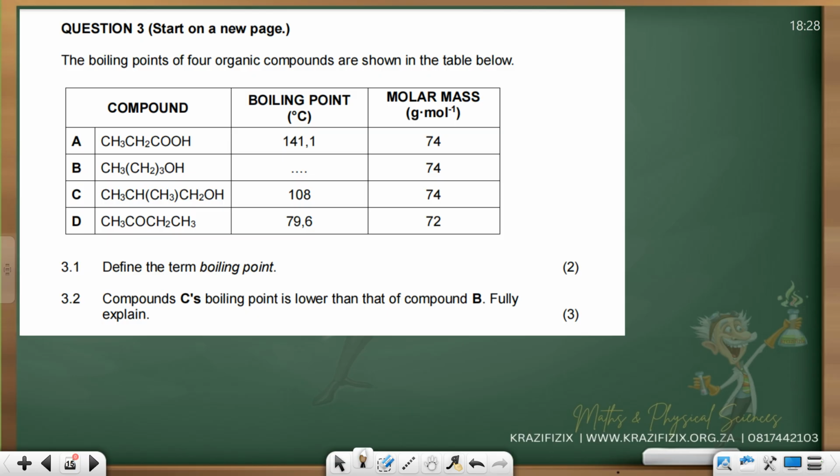Let's see. Look at the molar mass. You see the molar mass? All right. Define the term boiling point.